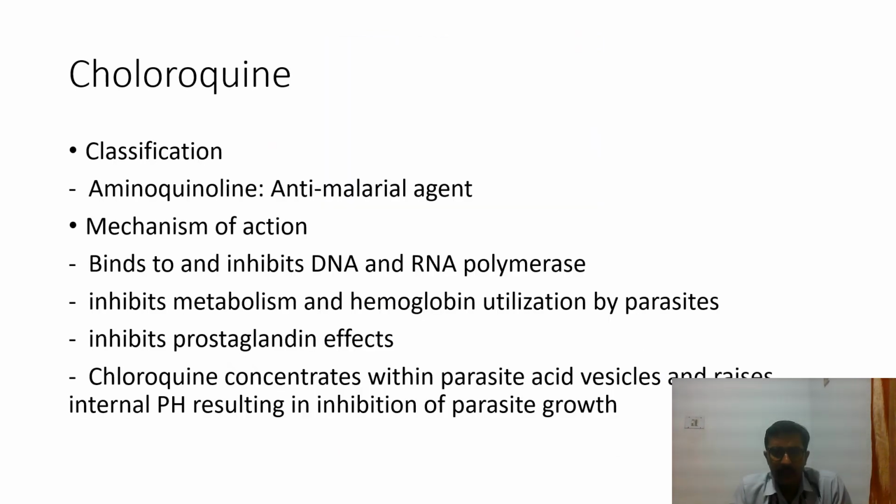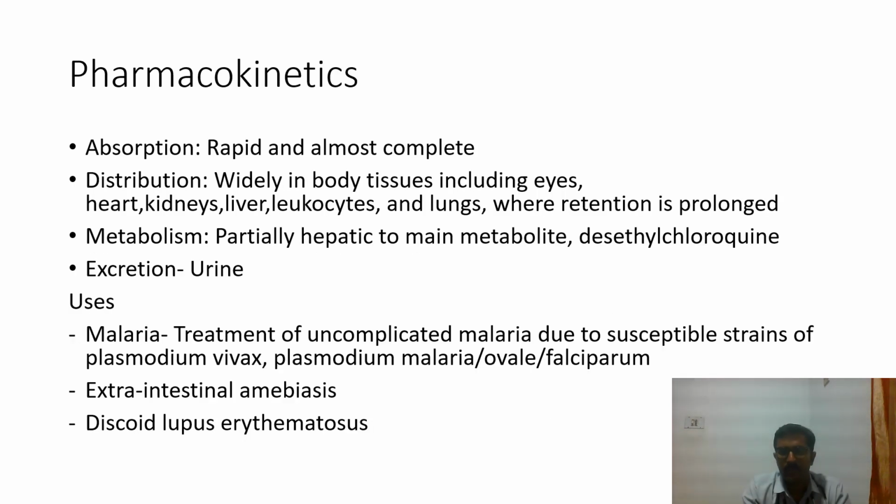Coming to chloroquine. Chloroquine is an aminoquinoline derivative and it's an anti-malarial agent, as you all know. Mechanism of action: it binds to and inhibits DNA and RNA polymerase. It inhibits metabolism and hemoglobin utilization by parasites. It inhibits the prostaglandin effects. Chloroquine usually concentrates within the parasite acid vesicles and raises the internal pH, resulting in inhibition of the parasite.